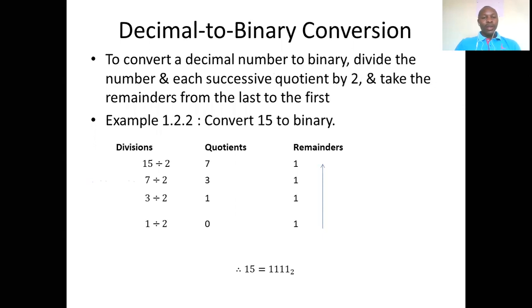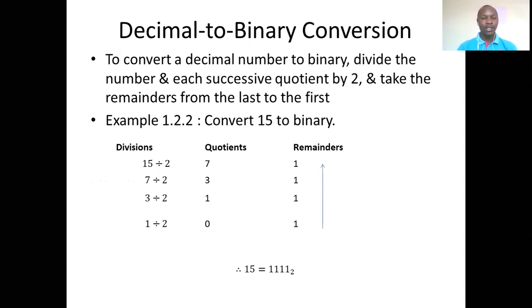Right. Now we can also convert a number from decimal to binary. And to do that, we just get our number, we perform repetitive or successive divisions of the quotient by 2, and then we take the remainders from the bottom upwards.